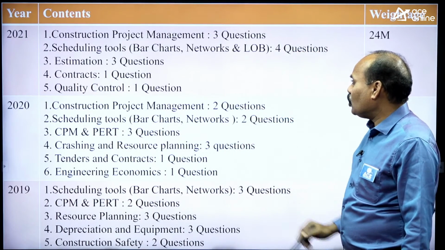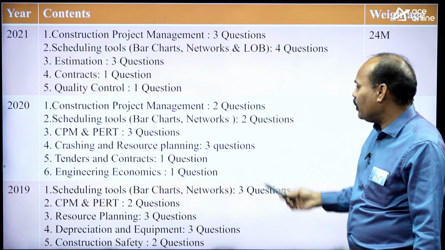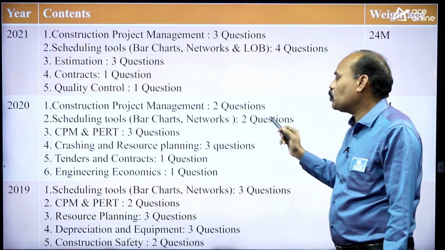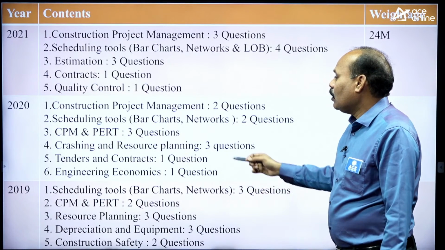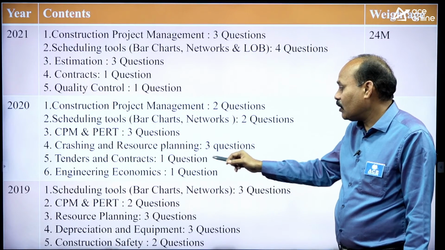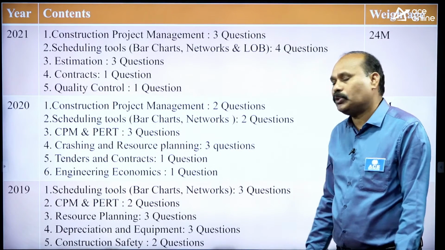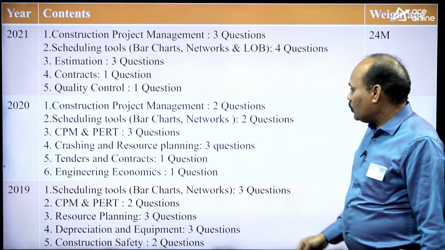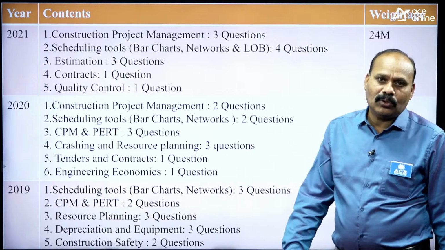And coming to 2020 paper. In 2020, management related questions are 2. Scheduling tools 2 questions, CPM and PERT 3 questions. Resource planning and crashing 3 questions we had. And tenders and contract 1 question. Engineering economics 1 question. So here out of 12 questions, easily you can answer 8 to 9 questions.